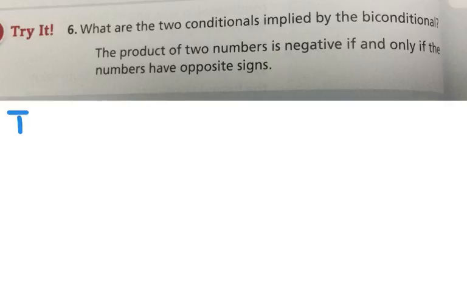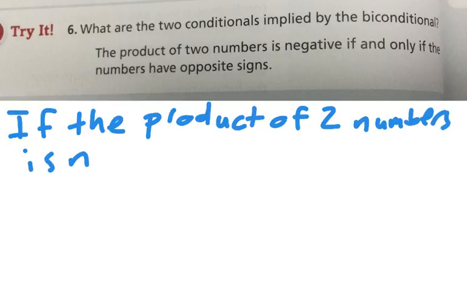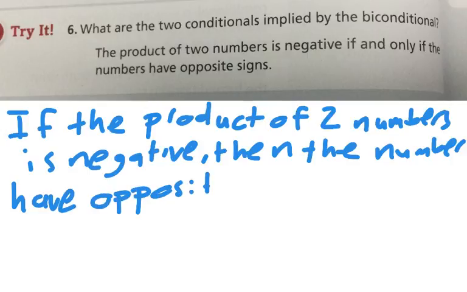Okay, so our two conditionals here, we should have gotten if the product of two numbers is negative, then the numbers have opposite signs. What in the world just happened? Whoa. What did I just do? Okay, that's the first one.